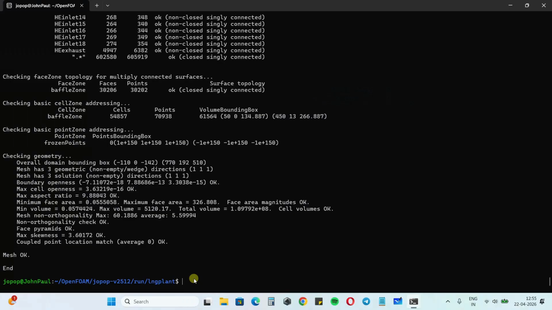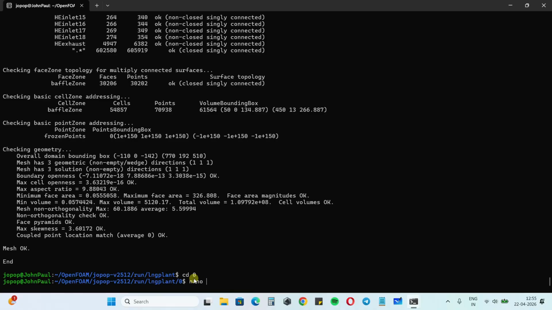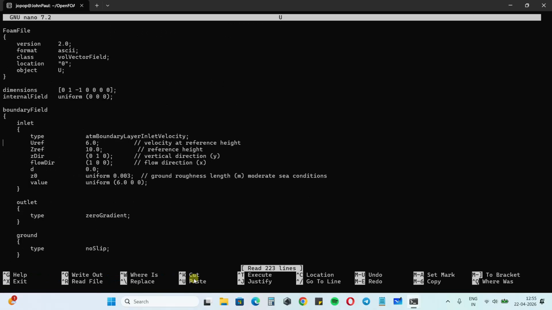To edit the boundary condition files, go to the 0 folder. Let's edit the velocity boundary condition. At the inlet we have the wall function, which is called atmospheric boundary layer inlet velocity. This is the wall function that we saw when we discussed the concept, and I'm considering a free stream flow with mean velocity 6 meter per second measured at 10 meters, and our direct flow is in the x-axis, parallel to the length of the heat exchanger stack, and vertical is along the y-axis.